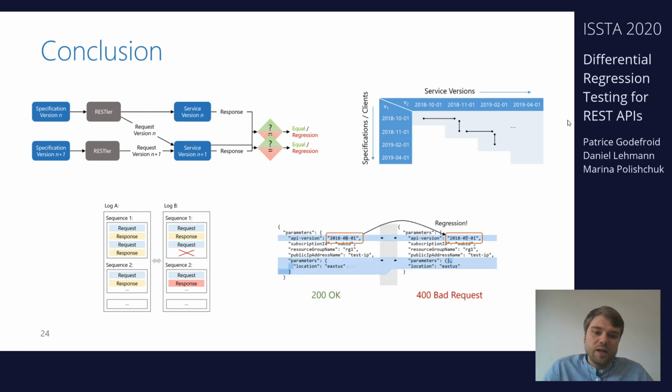And finally, I also talked a bit about our results. We found 14 regressions in real-world Azure APIs. And I also gave some examples of how those regressions look like and how our approach can help to find those regressions.